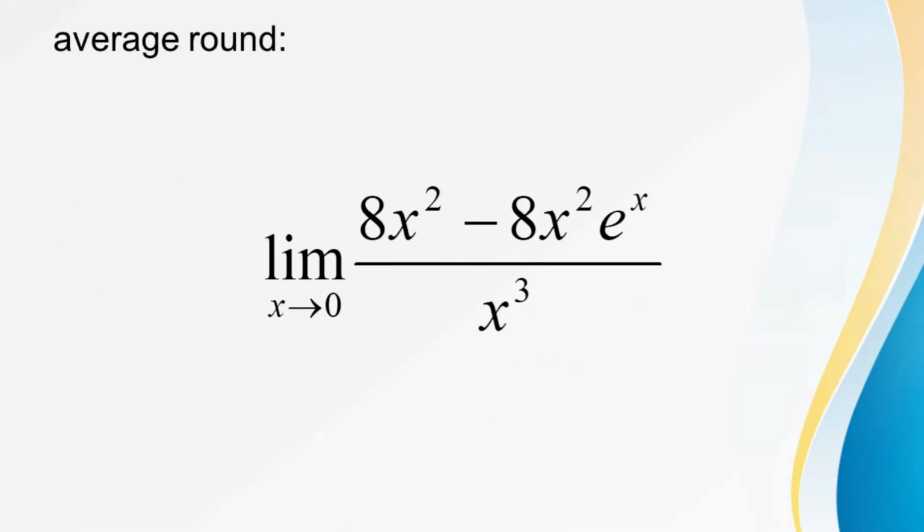Next, let's go with the average round. We must keep in mind that as we get to more complex problems or functions, we should never be fooled by their appearance, because these are just a combination of the basics we have learned in our previous lessons. So, we must analyze the problem first before answering. For the next round, we have the given. What is the limit of the exponential function 8x squared minus 8x squared times e to the power of x all over x cubed as x approaches 0?